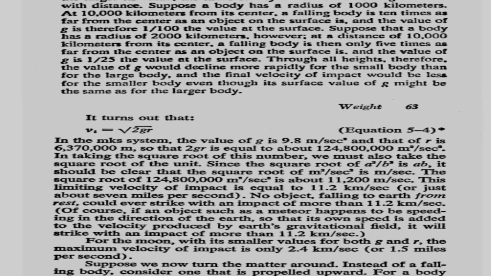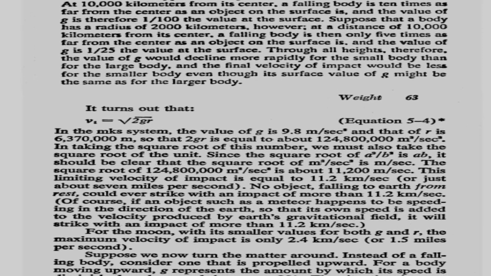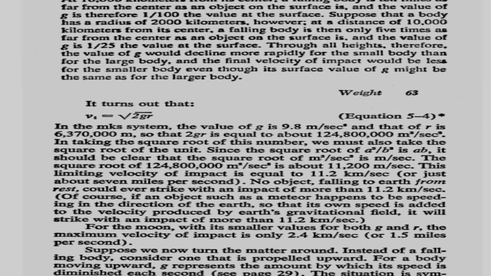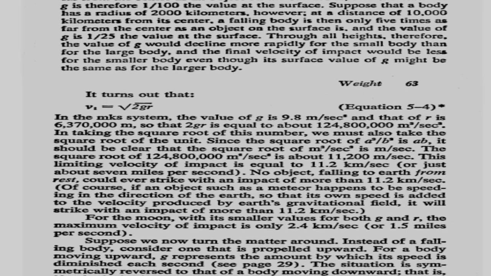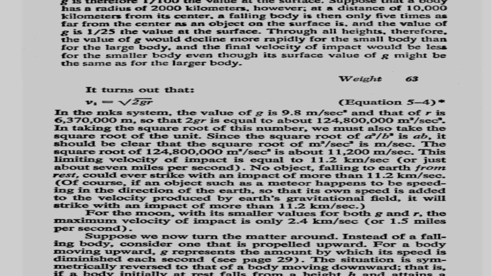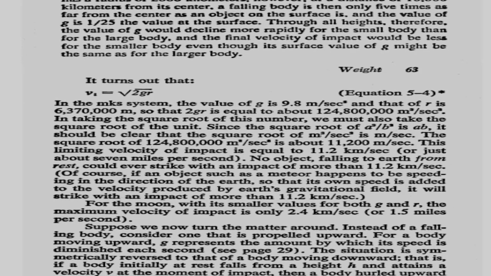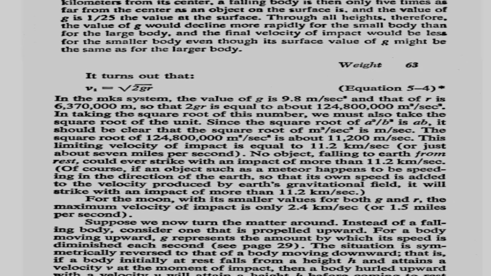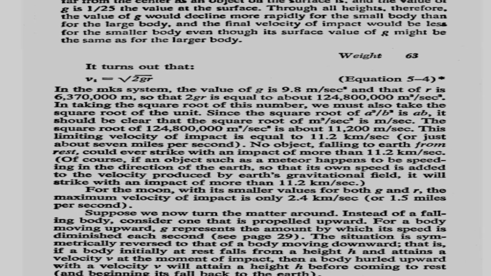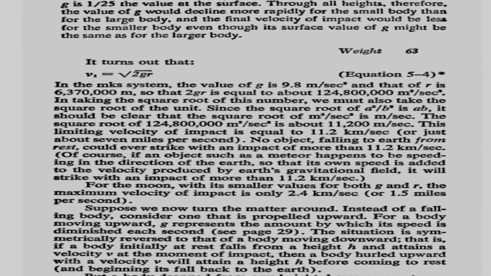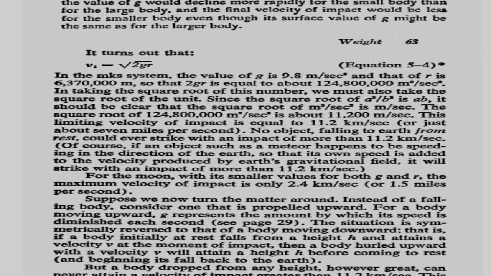No object falling to Earth from rest could ever strike with an impact of more than 11.2 kilometers per second. Of course, if an object such as a meteoroid happens to be speeding in the direction of the Earth, so that its own speed is added to the velocity produced by Earth's gravitational field, it will strike with an impact of more than 11.2 kilometers per second. For the Moon, with its smaller values for both g and r, the maximum velocity of impact is only 2.4 kilometers per second, or 1.5 miles per second.